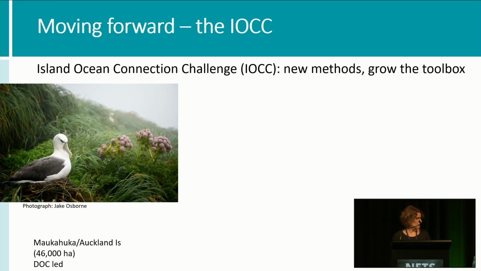The first island, Maukahuka, or Auckland Island, is 46,000 hectares. There's a multi-species eradication plan for mice, pigs and feral cats. It's mostly dock-led, with global charities contributing to fund that.